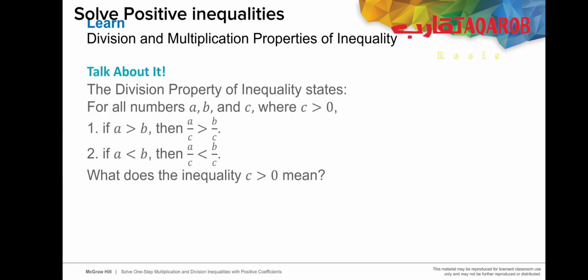Now, the division property of inequality states, and they repeat the same thing, that if A is more than B or A is less than B, whatever you do to A, divide or multiply by a quantity, you have to do the same for B to keep the inequality true.